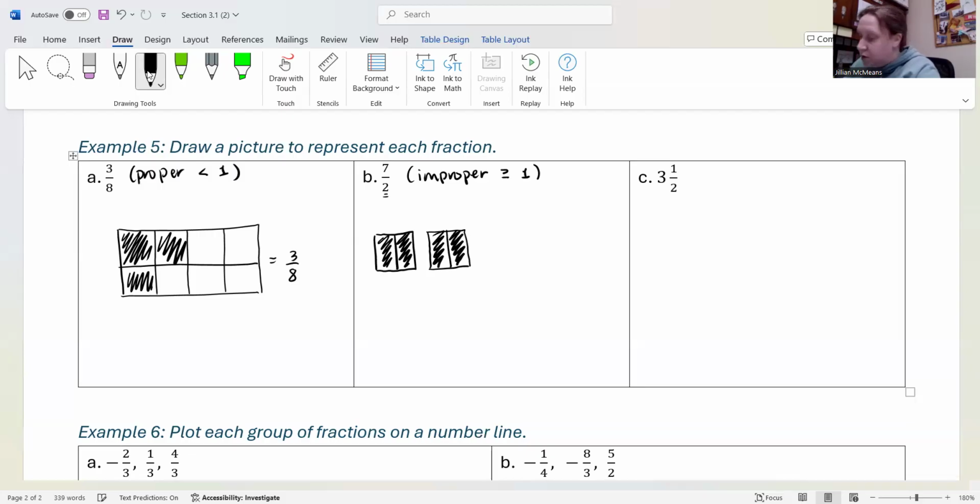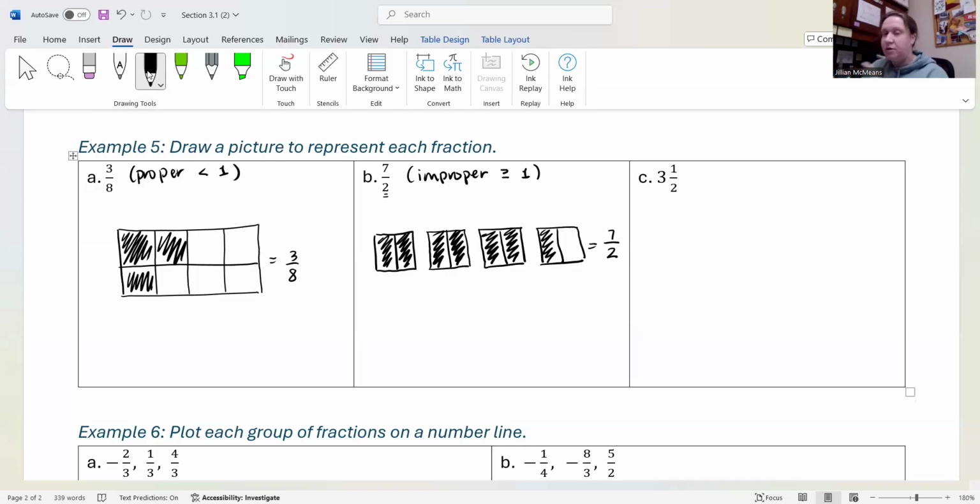Well, I still need 3 more, so draw another figure. So another figure that's the same shape and the same size. That gives me shaded piece 5, shaded piece 6. Well, I still don't have 7 shaded pieces, so I need to draw another figure that is the same shape and size. I'm going to split it into 2 pieces, and I'm going to shade one of them. That's my 7th piece. So this is 7 halves, 7 out of 2, okay? And notice we definitely have more than one whole figure.